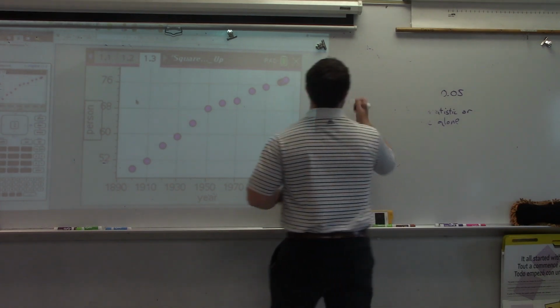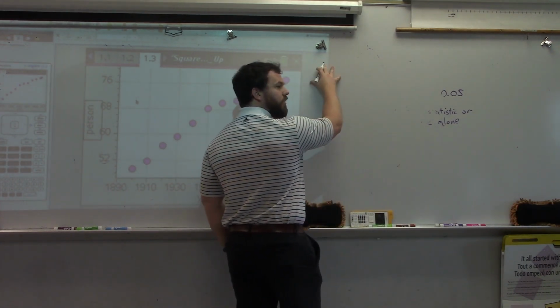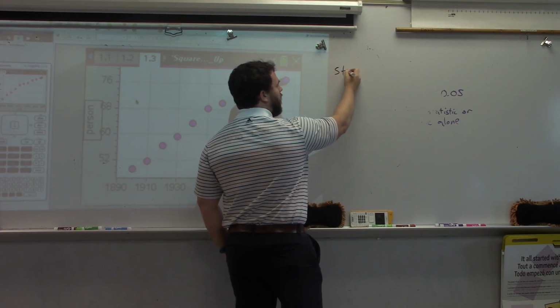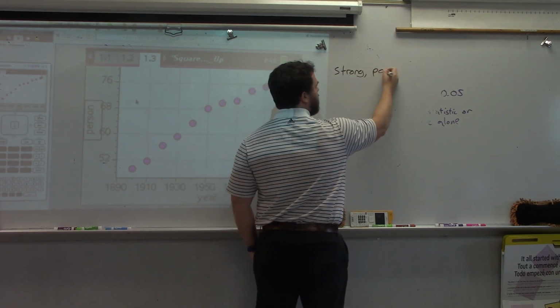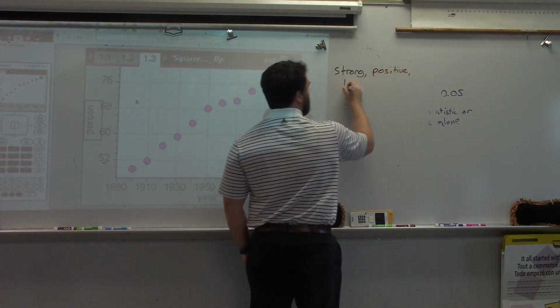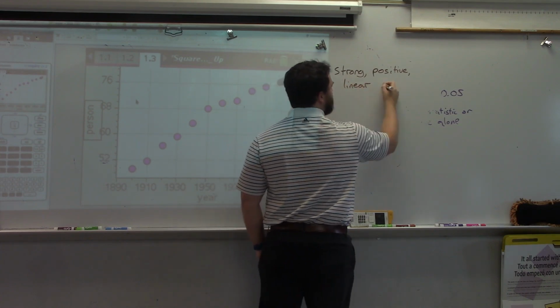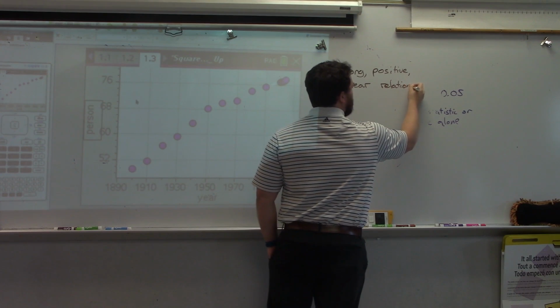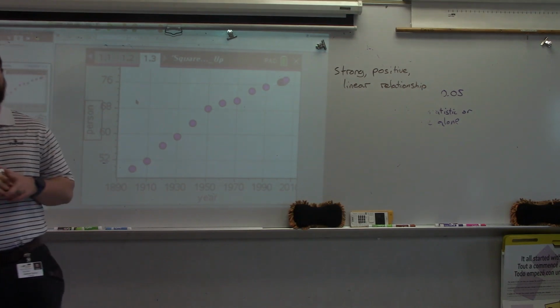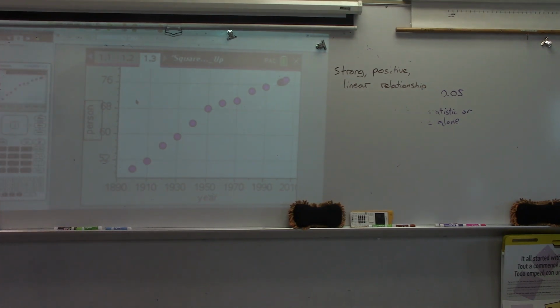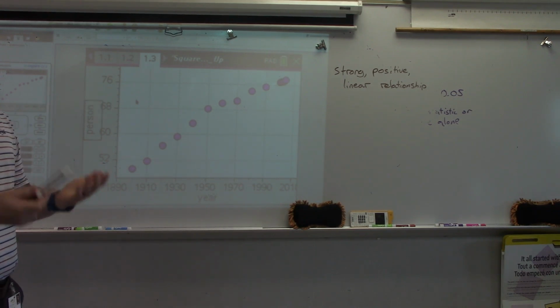Okay, so how would we describe this, based on what we discussed yesterday? Maybe a strong, so we usually go positive, linear relationship. Okay? All that stuff together is called the what of the scatter plot? It starts with C. Correlation, right? Strong and positive, that's the correlation. Linear relationship. Now, what do we need to calculate to confirm that it's a strong, positive, linear relationship? We need to analyze it, we need to look at r.